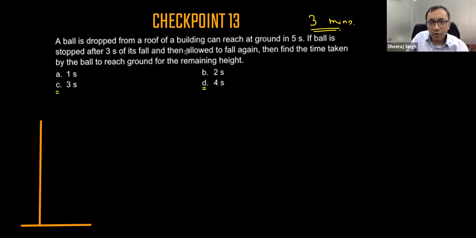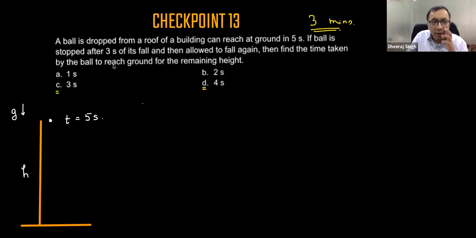A ball is dropped from the roof of a building and can reach the ground in 5 seconds. So if this is height H, and the ball is dropped, it reaches the ground in 5 seconds. So you can draw a figure like that, right? Actually, due to gravity, g is vertically down. So this is the first thing.